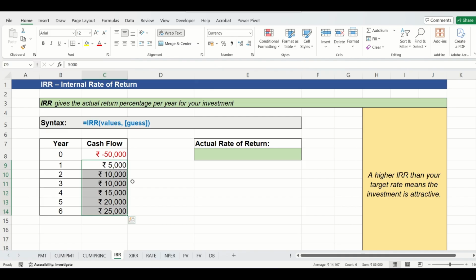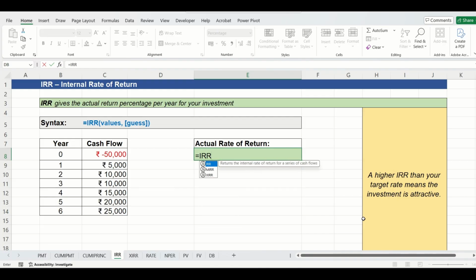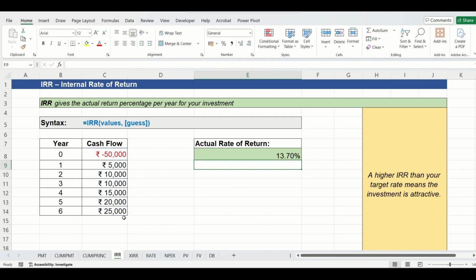It is difficult to calculate if the investment is spanning across a wide range, but you can easily calculate that with the help of the IRR formula. Type equals to IRR within the first bracket. You should just define the range, that is minus 50,000 to 25,000 at the end of the sixth year. Close the bracket and hit enter. And this is the actual rate of annual return that you are getting from this investment.